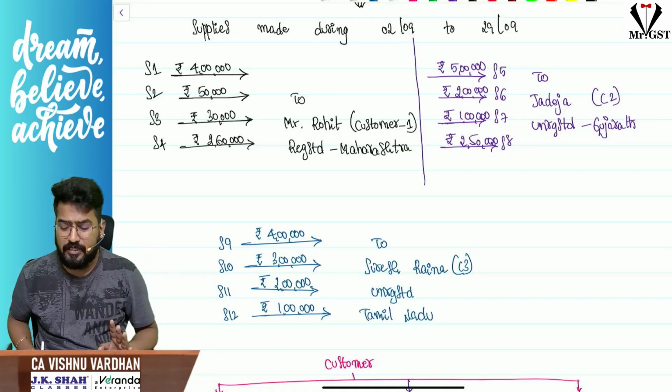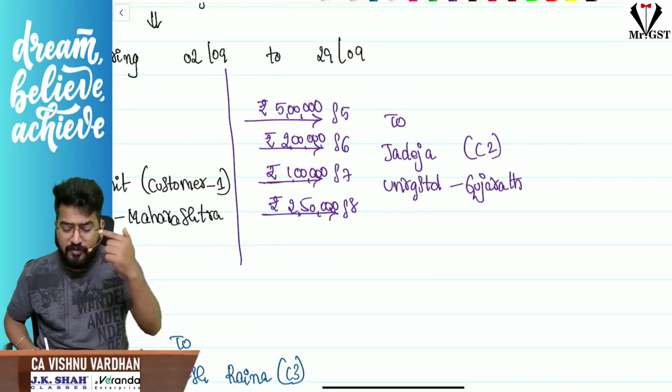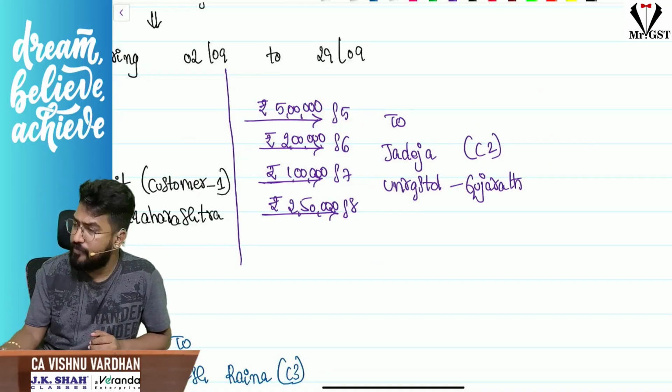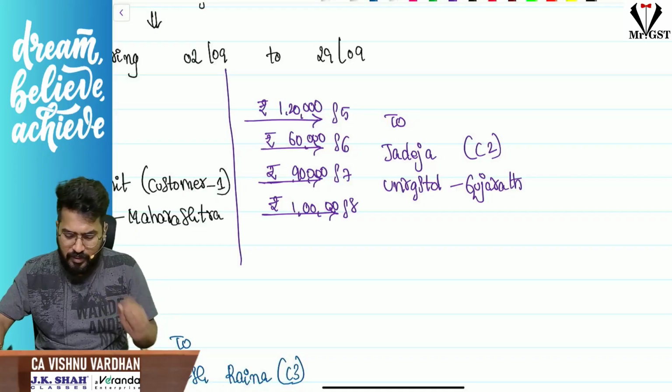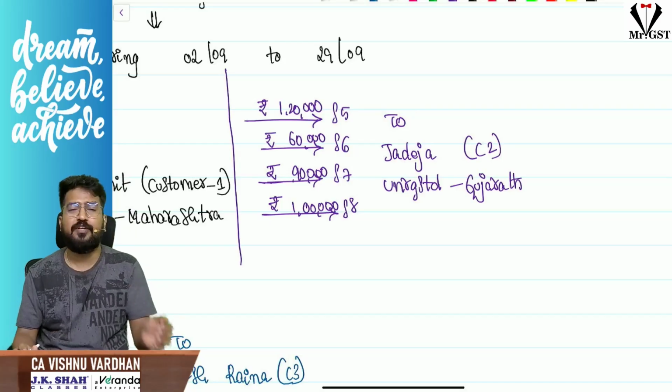Next, coming to Jadeja, another customer who is unregistered, from Gujarat. For him, I can give revised tax invoices. One second. Sorry, there is a change in numbers. Actually, the amount has changed. The limit was earlier 2,50,000. Now it is 1 lakh, right?